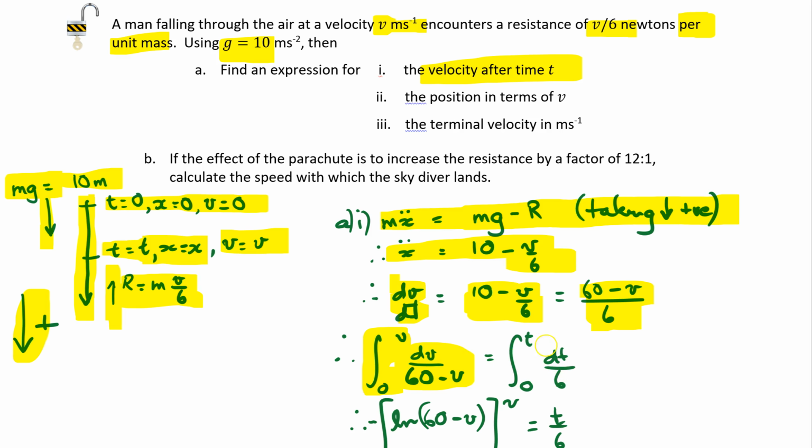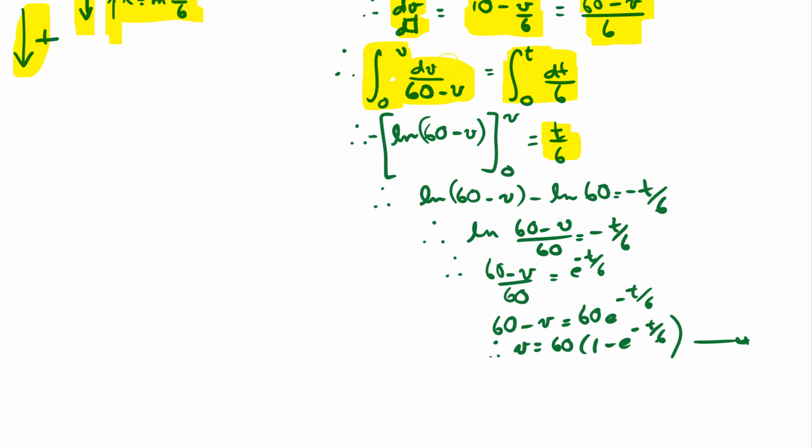And over here, I have my 1/6, or the 6 on the bottom still there, and I'm integrating t from 0 to t. So that clearly becomes t on 6. Now when I integrate this side here, I would like it to have -1 up the top, so if I take negative out the front here, that integral becomes log of 60 minus v from v to 0.